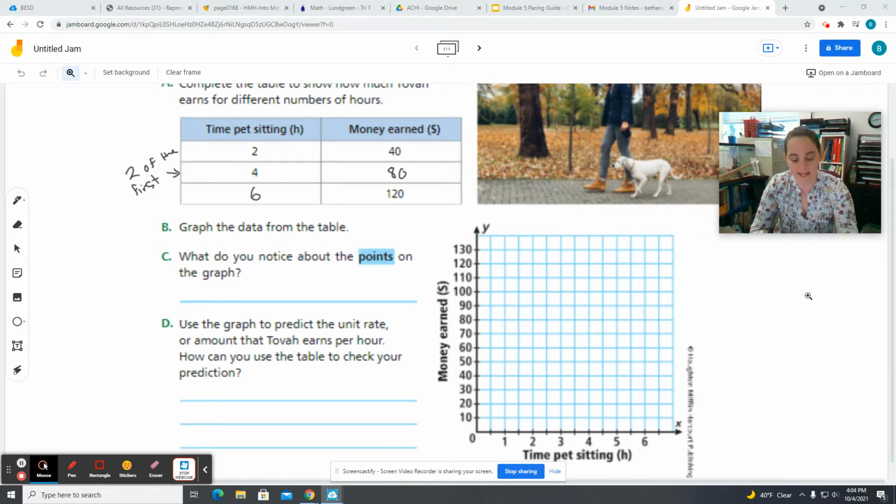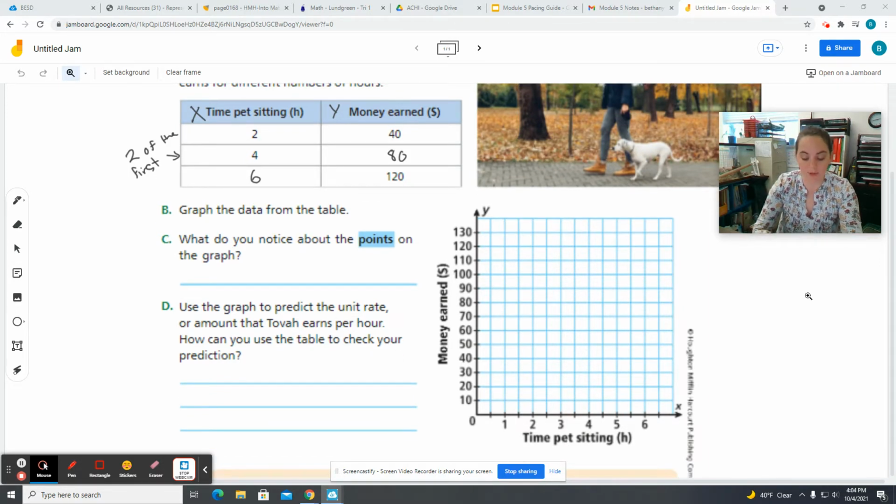Our first column is our X, and our second column is our Y. Hopefully this looks somewhat familiar to you. Pretty sure this is something that you've learned before, but if you need a refresher, I'm going to graph it for you right now. For our X value of 2, I'm going to go over 2 on the x-axis, and then up 40. So over 2 and up 40 is right there.